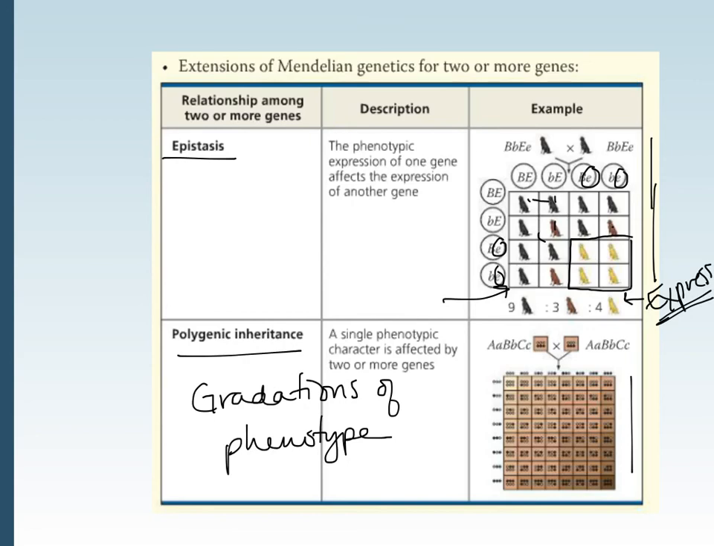Same thing is true for height. There are many genes that influence our height, and that's why we exist on a gradation, or on a spectrum, for height.